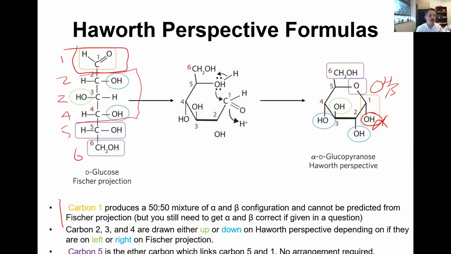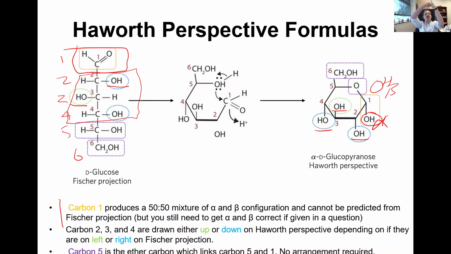The OHs in the middle, they're going to be either up or down, depending on whether or not they're right or left, respectively. You see that in blue, the OHs that are to the right are going to be down, and the OHs that are to the left are going to be up. And I kind of think of it as being that it just lies down like that.